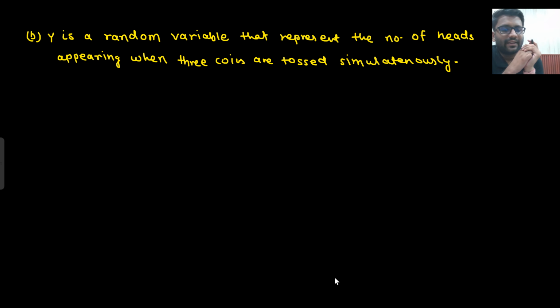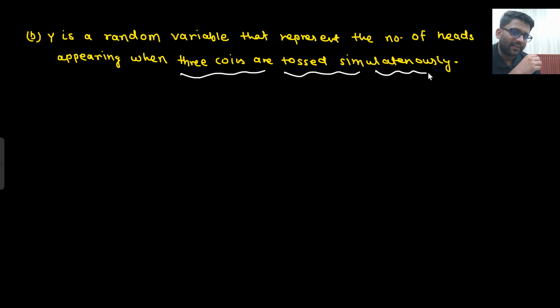Y is a random variable that represents the number of heads appearing when 3 coins are tossed simultaneously. So what is the experiment here? 3 coins are tossed simultaneously. So what all outcomes can you get?